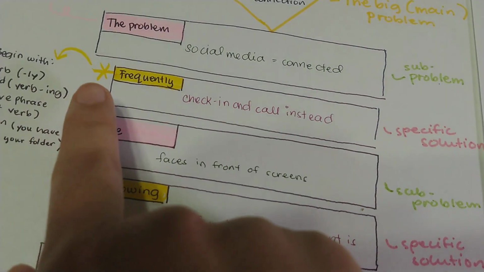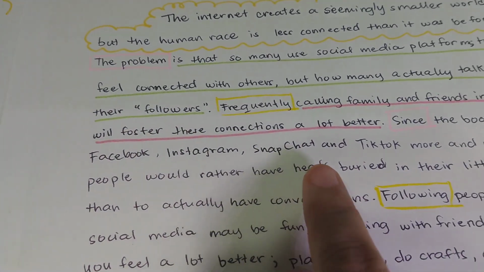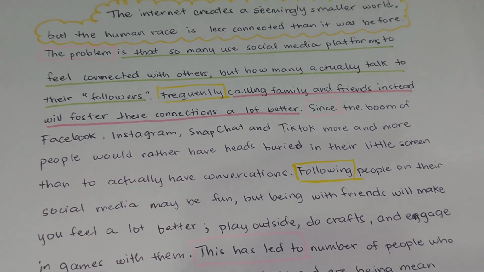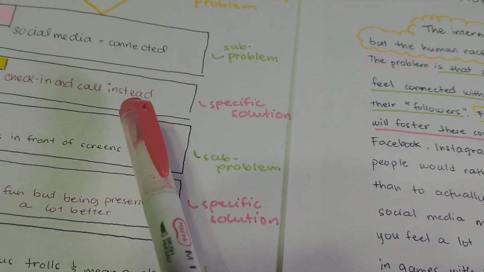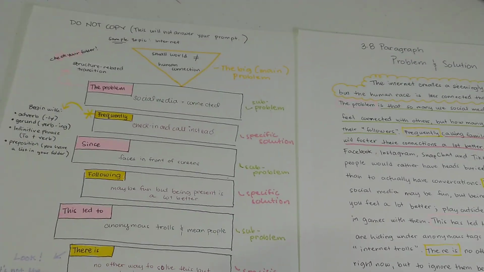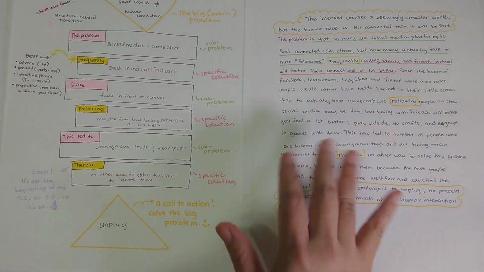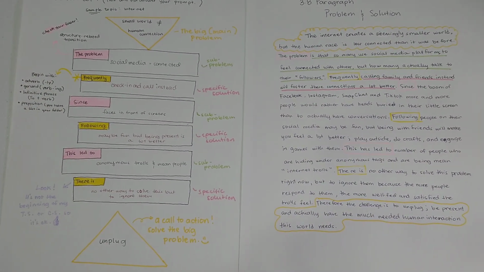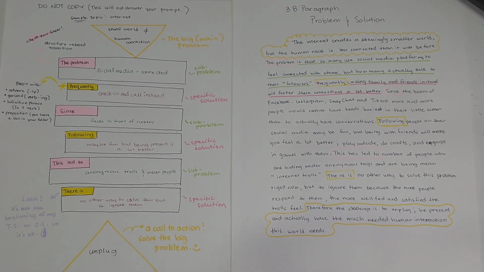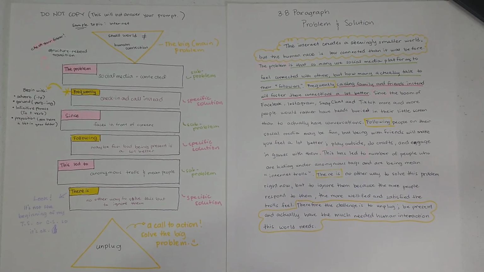Entering the yellow, which is my spicing it up, beginning with an adverb. Frequently, calling family and friends instead will foster these connections a lot better. And I have that in red because my specific solution is in red. So, like I said, you do not need to color code your paragraph. This just shows you where they go from the outline going to your 3.8. So both of these will be posted as pictures on my blog, but please remember, this is not your prompt.